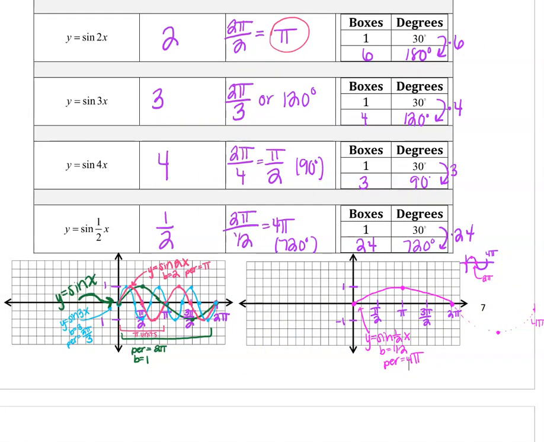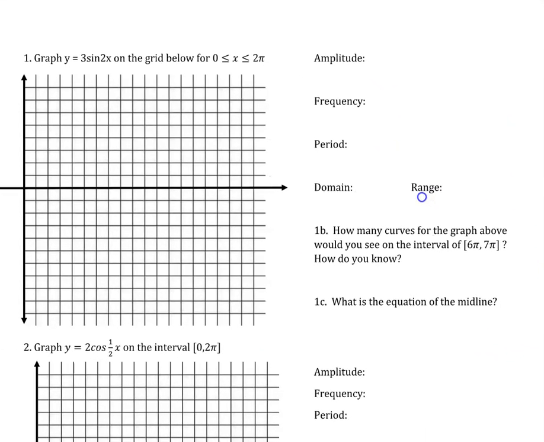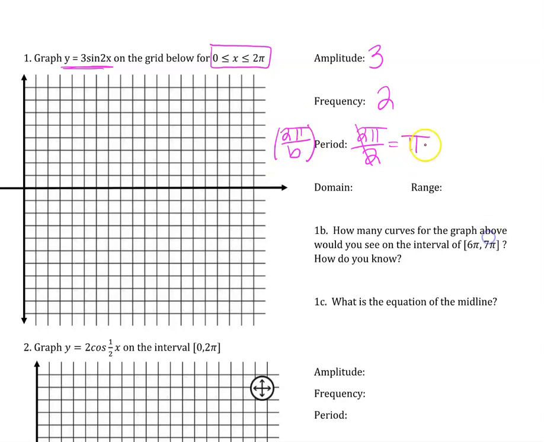All right, so moving to the next page, we're going to do some examples where I throw some amplitude in there as well. Okay, so graph y equals 3 sine of 2x on the grid below for the interval of 0 to 2 pi. All right, so based on this equation, I know the amplitude is 3, the frequency is 2, which means the period is pi units. So again, I'm just doing, guys, 2 pi divided by the frequency to figure out the period. So keep in mind, that means over pi units, you're going to see 1 full cycle of sine.